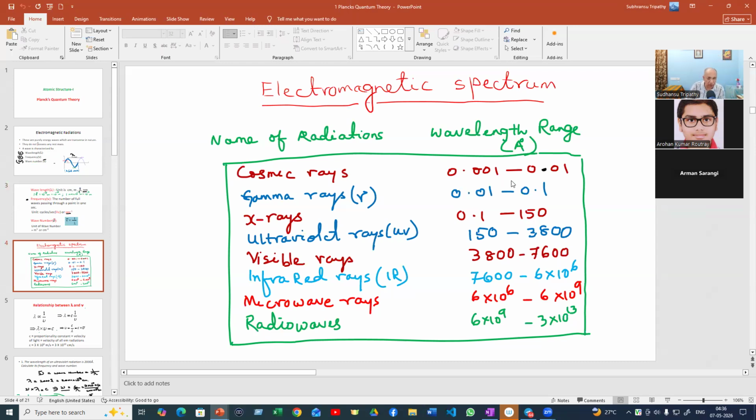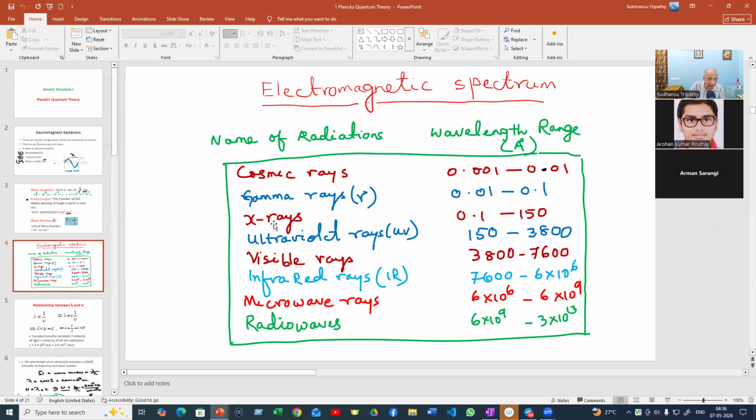So 0.001 to 0.01 angstrom. Angstrom is 10 to the minus 10 meter, 10 to the minus 8 centimeter. Then followed by gamma rays, which are produced by radioactive elements. Their wavelength range is 0.01 to 0.1 angstrom.